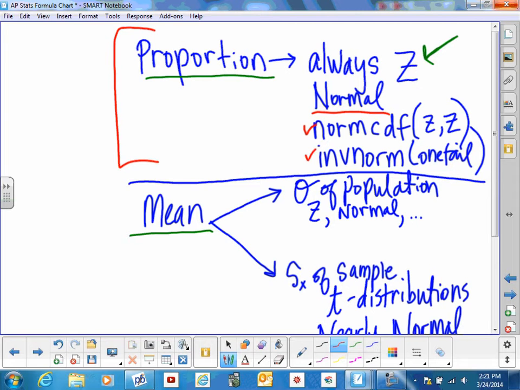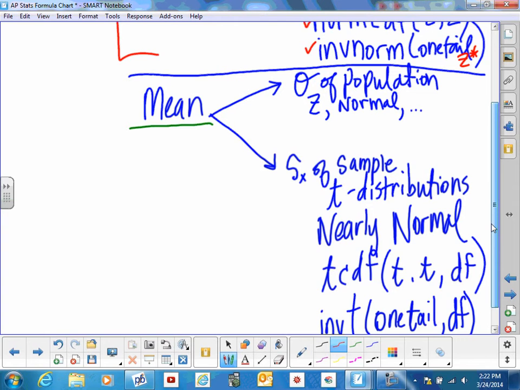And then inverse norm, if you're finding a critical value, your Z star, okay, of one tail, no degrees of freedom. That's kind of when you're finding that critical value. Okay. All right. But for means, you have an option. For means, there's two things that could happen, and we've already referenced this.